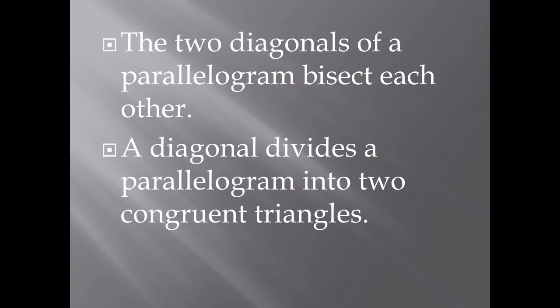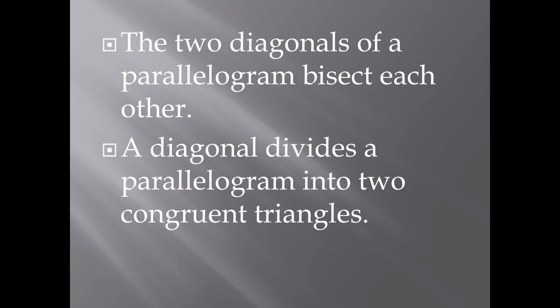What is the meaning of bisecting? It means these two lines are intersecting at the middle point of each other. If you have a diagonal from A to C, and O is the point of intersection, the length of AO and the length of CO are always equal to each other in a parallelogram.